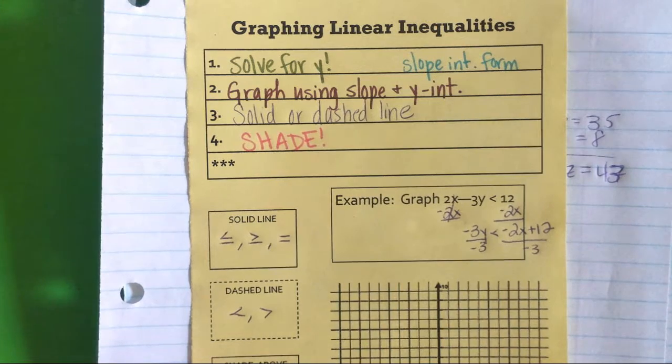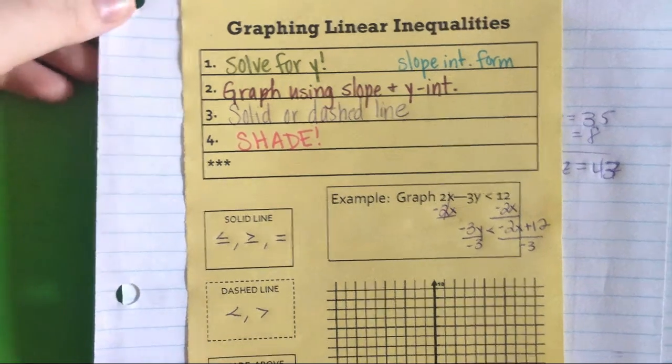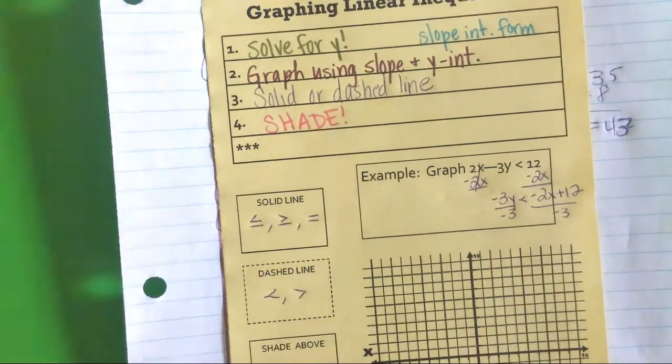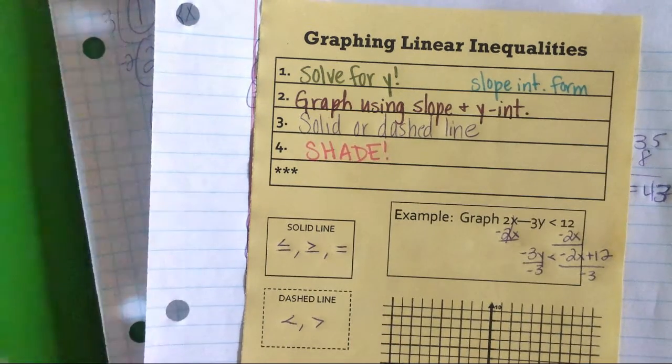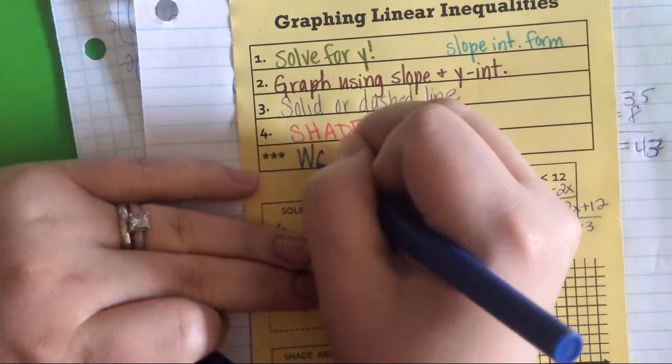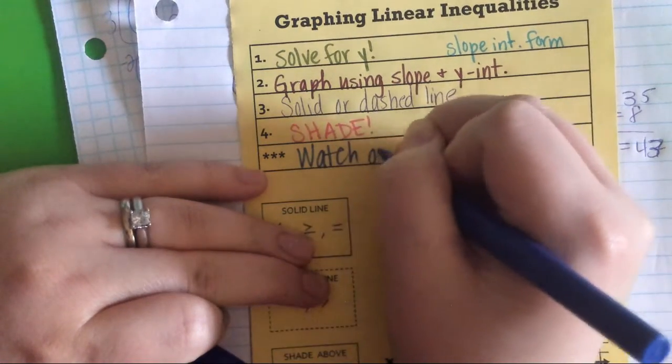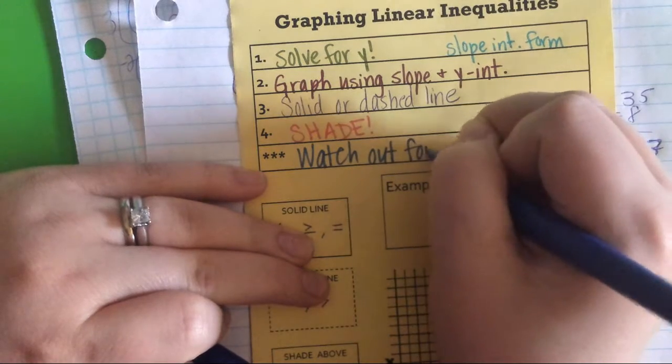So, my reminder to you is to watch out for negatives. That's what I'm going to write in that fourth line, or that extra fifth line. Watch out for negatives.